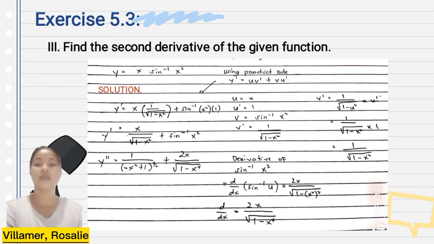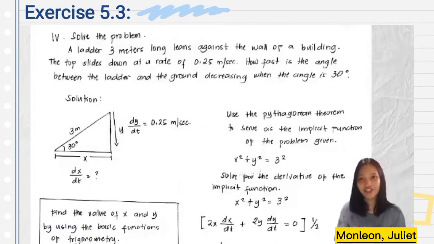The second derivative is equal to 1 over negative x squared plus 1 raised to 3 over 2 plus 2x is equal to the square root of 1 minus x squared.